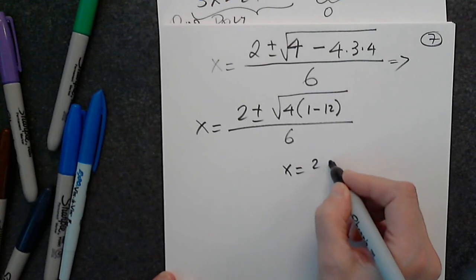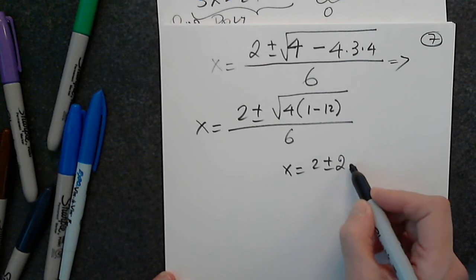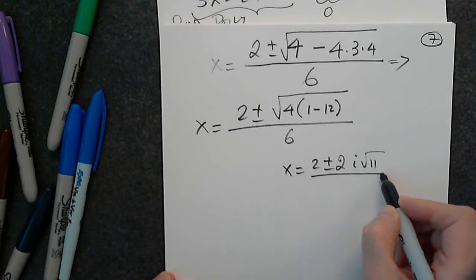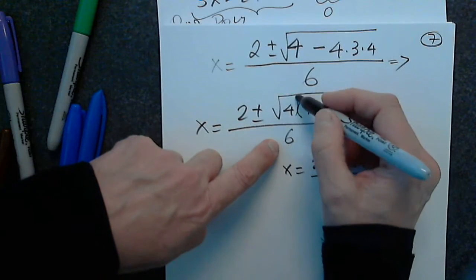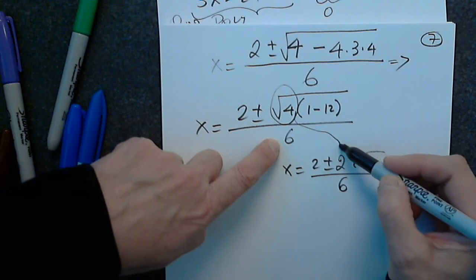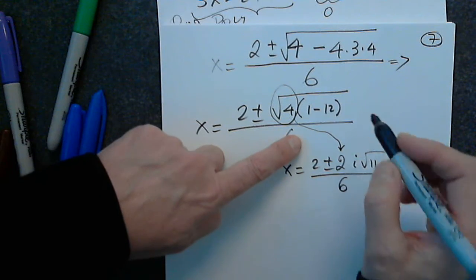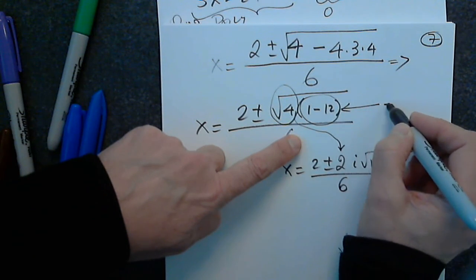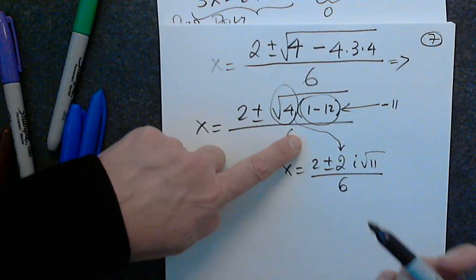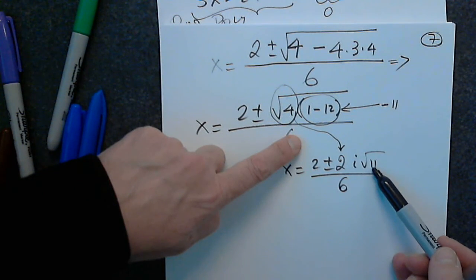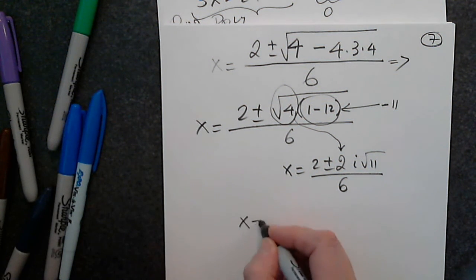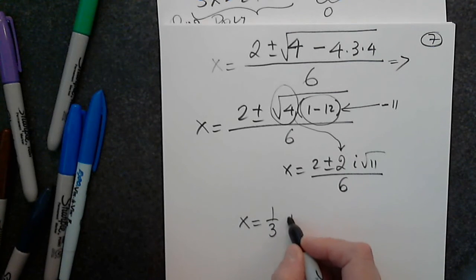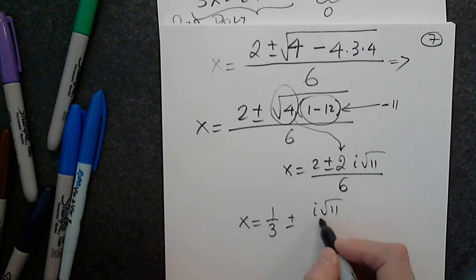So then x will be 2 plus or minus 2i, the square root of 11, divided by 6. Let's do this one more time. The square root of 4 is this piece. This quantity is the negative 11. But the square root of negative 11 is i, the square root of 11. Now we separate. 2 over 6 is 1/3, plus or minus i, the square root of 11 over 3.